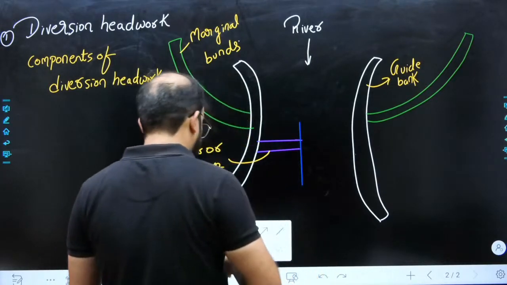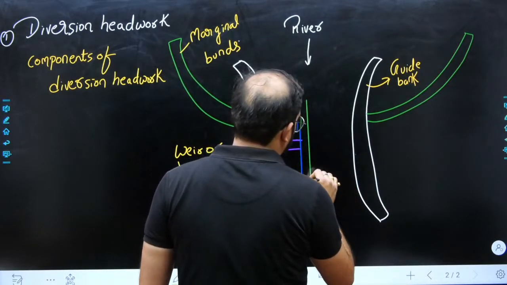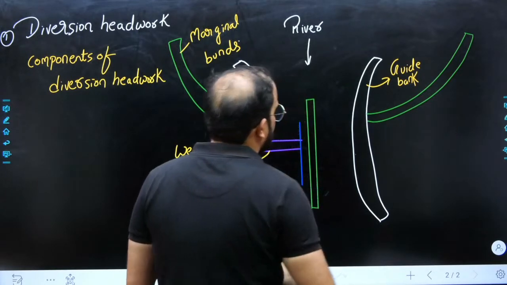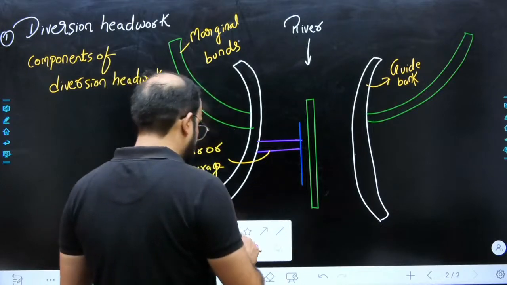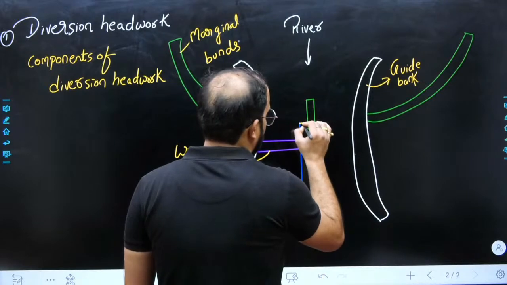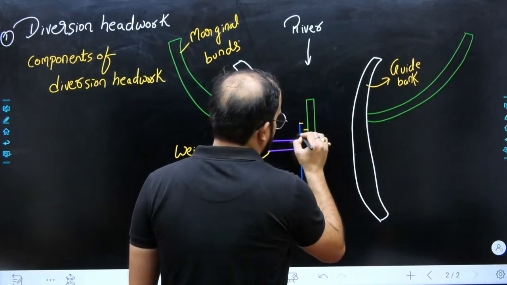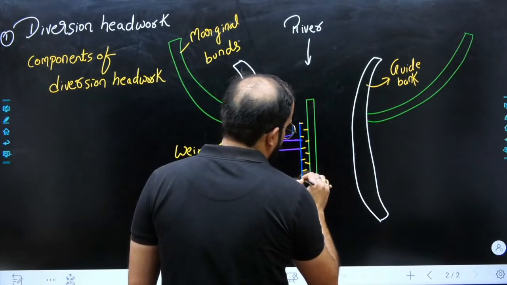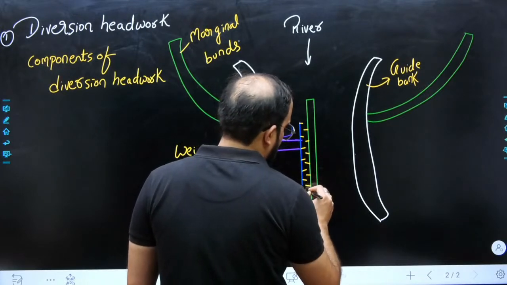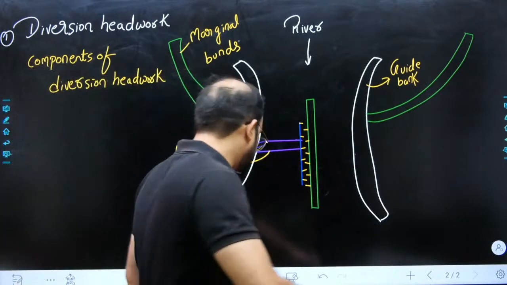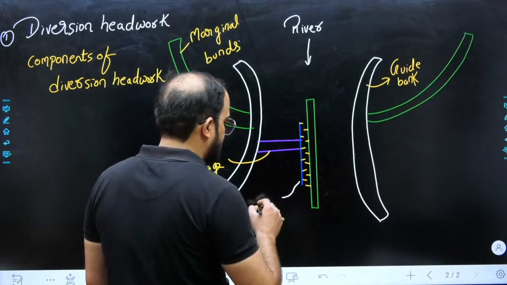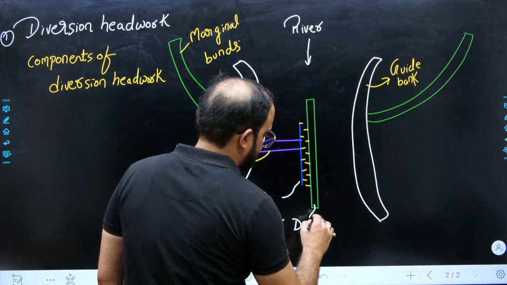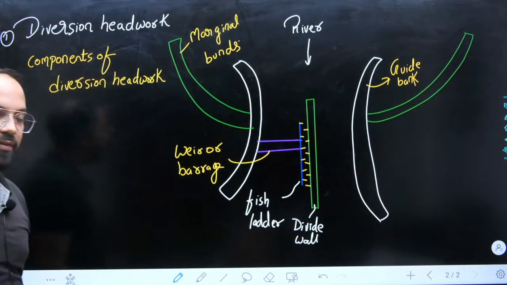This will be my divide wall. And this is your fish ladder, so that fish can pass through this diversion headwork. This blue one is the fish ladder, and this green one is the divide wall. I'll tell you all the functions of the divide wall.